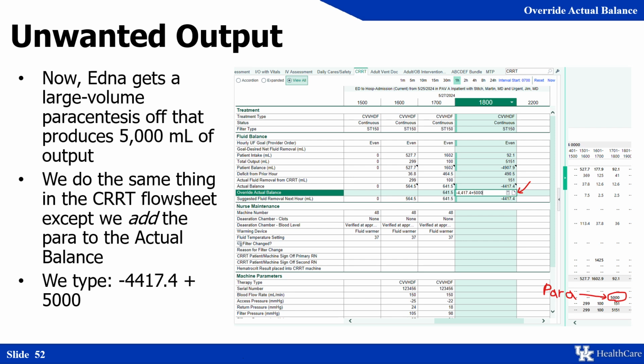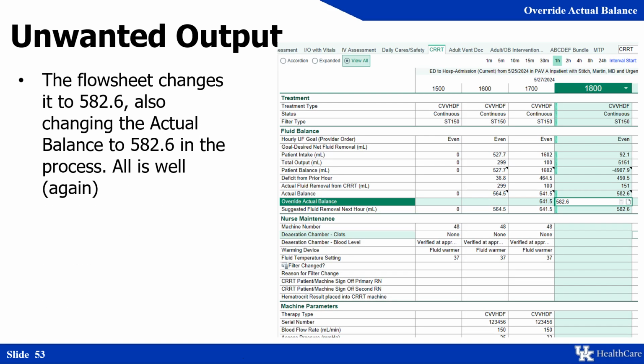Obviously, you're not going to give fluid back to your patient to erase that negative running deficit. So what you're going to do is put the actual balance in, which is negative 4,417.4 plus 5,000. Or if you want to think of it as minus a negative 5,000, minus a negative is positive. When you do that math and hit enter, it will change it to 582.6 and update the actual balance to that number. So once again, we fixed our flow sheet.